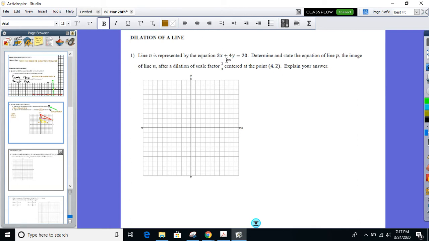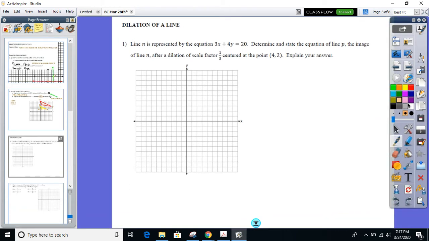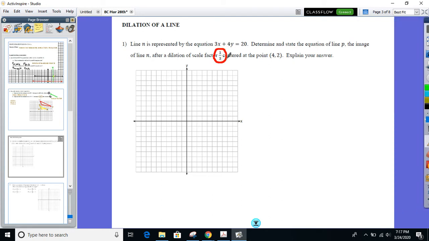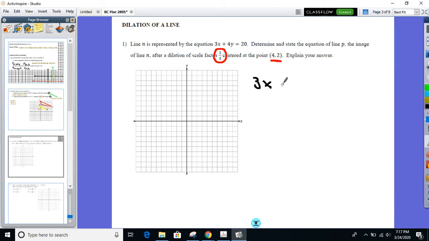Okay, so I have a line 3x plus 4y equals 20. Determine and state the equation of this new line P after, all right, here we go. After I dilate by 1/3, but now notice here, I'm not dilating around the origin. That's huge. I'm going to dilate it around this point, (4, 2), right? So let's get a look at what this line is going to look like. I got 3x plus 4y equals 20.